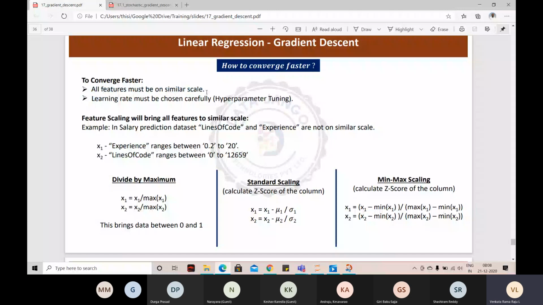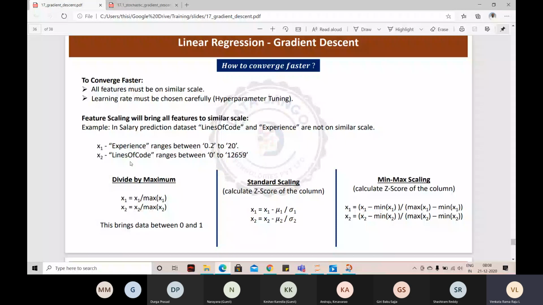This is the example. X1, a feature, experience, ranges between 0.2 and 20, and the lines of code ranges between 59 and 12,600. These are not on a similar scale. When I say same, lines of code should also be between 0.2 and 20. The minimum is 0.2 and the maximum is 20. Then they are the same scale, the range is the same.